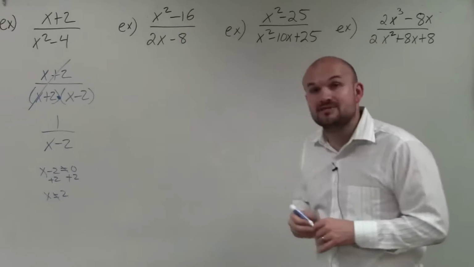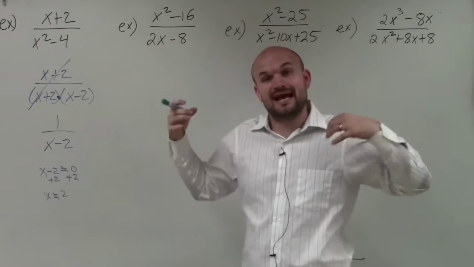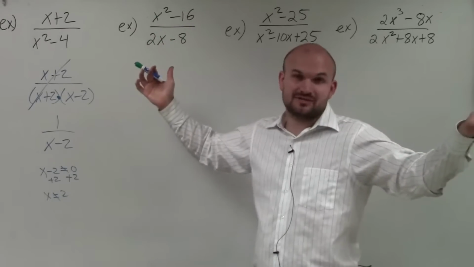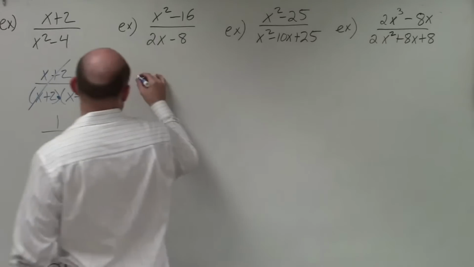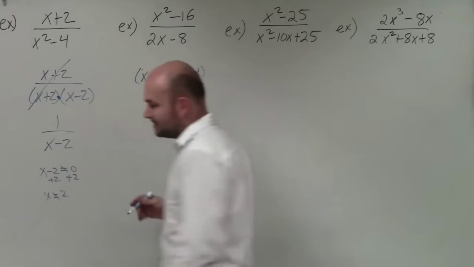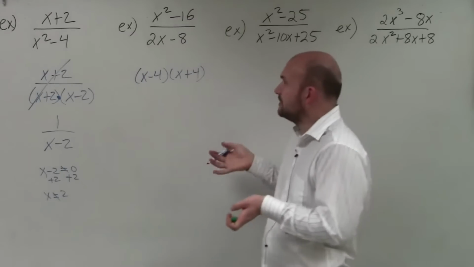Now going over to this example here, in my numerator, I see that I have a binomial. And of course, it's a square, and it's the difference. So I know I can simplify using the difference of two squares. So I'll factor that out as x minus 4 times x plus 4. And that's what the difference of two squares is really helpful for. You can factor it very, very quickly.